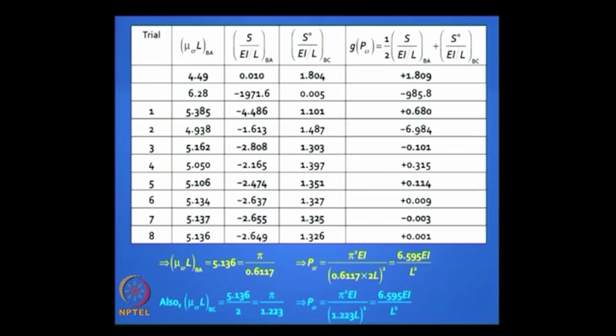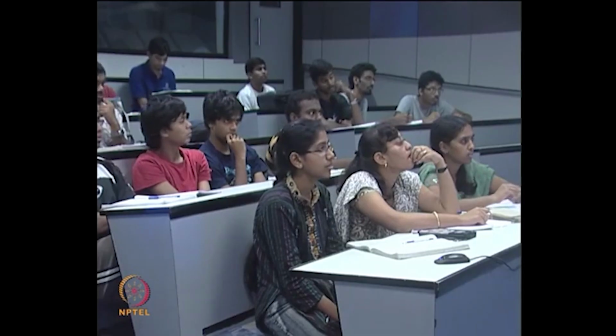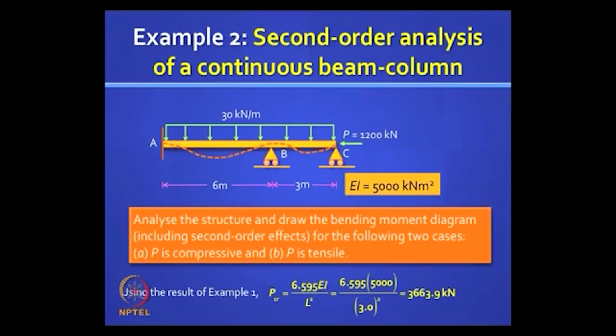And the answer is 6.595 EI by L squared, which gives you an effective length factor K_e of 0.6117, which lies between 0.5 and 0.699. Got it? That is it. So we used the slope deflection method to solve a buckling problem. Clear? Okay. Next we will take the same problem, put some load on it. So now it is a conventional 2-span continuous beam problem, but it has also got an axial load. Okay, and we want to do second order analysis.